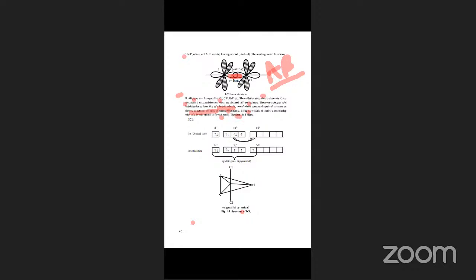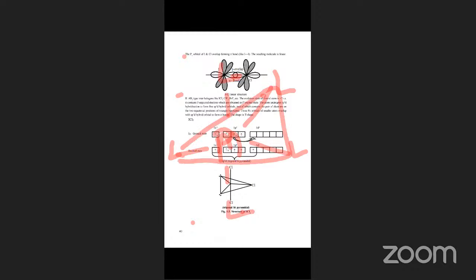The shape is T shape. For sp3d, the shape is like this: metal, chlorine, ligand, and ligand. This is trigonal bipyramidal shape. But in ICl3, with iodine and chlorine, there are 2 lone pairs. This is the central iodine.